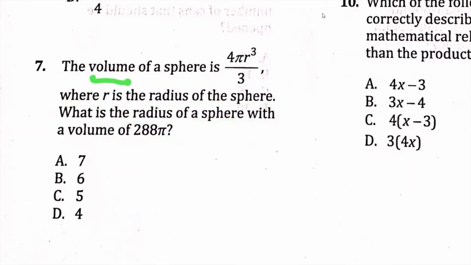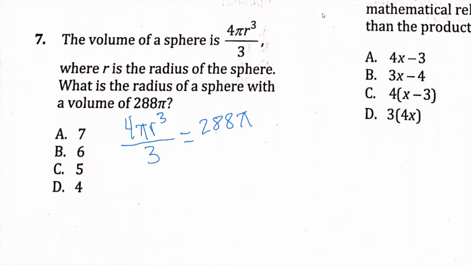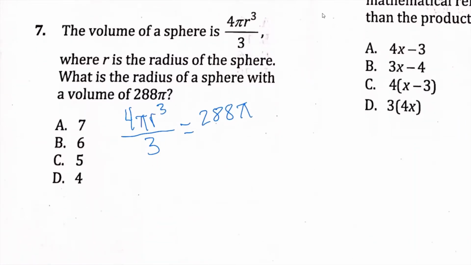So we know that volume is equal to this, right? So all we have to do is set it equal to each other. So we have 4 pi r cubed all over 3 is equal to 288 pi. All right, so there's lots of ways to do it, but I'm just going to go step by step so you guys can see it. I'm going to multiply 3 to both sides. I'm not going to mess with the pi's because in our answer choices there's no pi, right? So we're going to eat the pie, right?